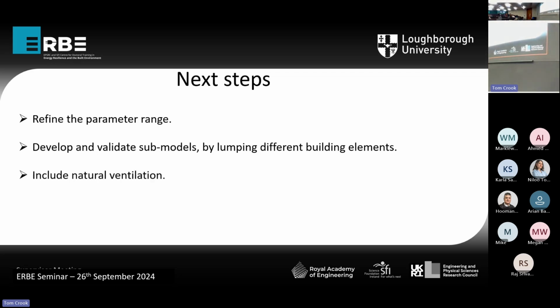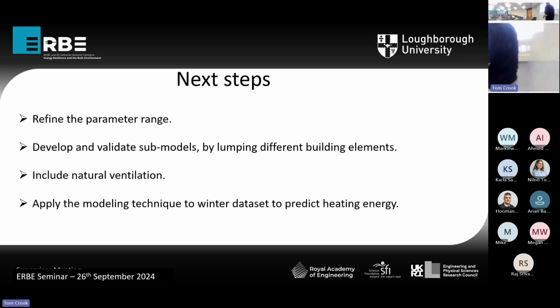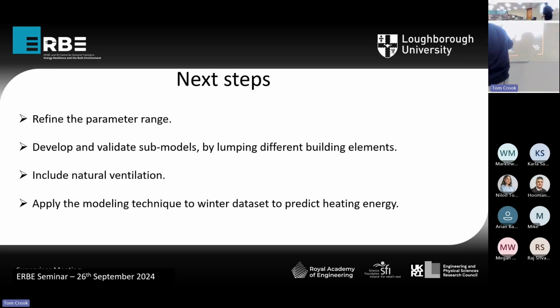And later I should include natural ventilation in my experiment, because this model was applied on the ground floor. In the upper floors during the summer experiment, we had natural ventilation. So I should include natural ventilation and see how the gray box model can capture it, and also apply this model later to the winter data set to see how it can predict the heating energy demand of this low energy building. These are the steps I should take to complete my experiments.